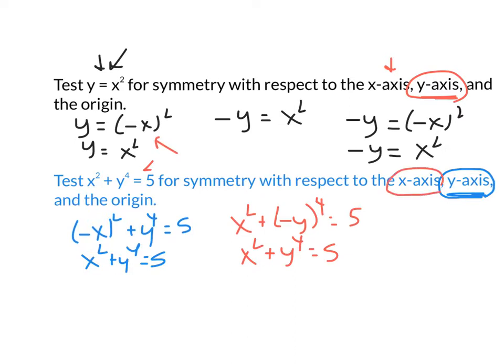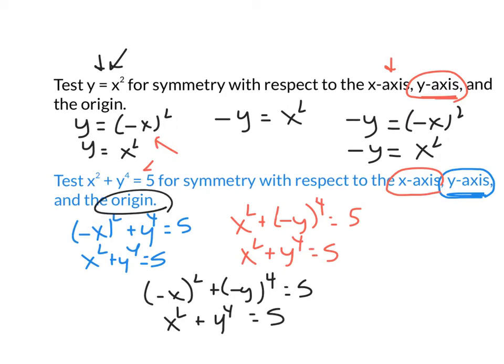And now let's try the origin. What you've got to do is plug in a negative x and a negative y at the same time and see if, if I square the x, I get positive x squared. If I square the negative y, I get positive y to the fourth. That's exactly what we started with, so it's symmetric to all three, and occasionally that happens.